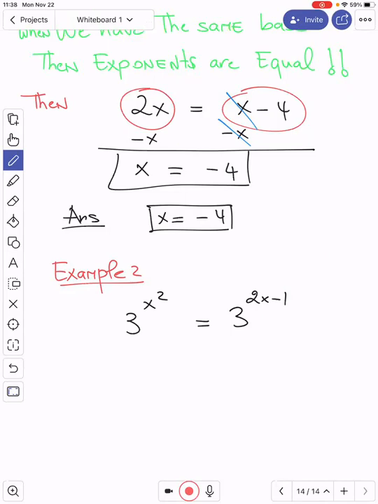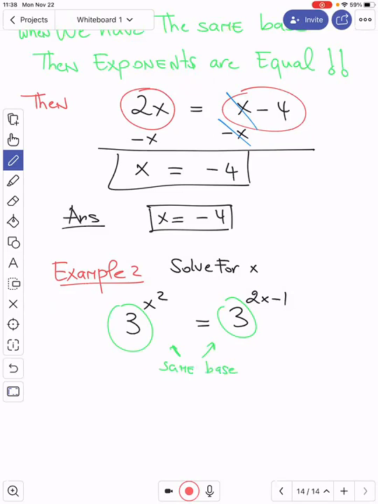Now, how do we solve this? Of course, you need to solve for x, and again, the idea is that you have the same base, right? Here this is 3, this is 3, so it's the same base. And if it's the same base, then you can say the exponents are going to be equal.